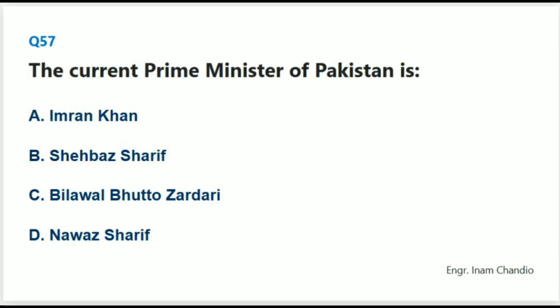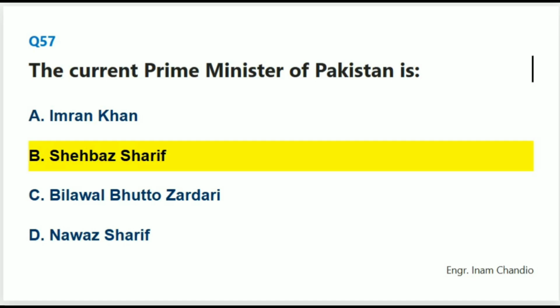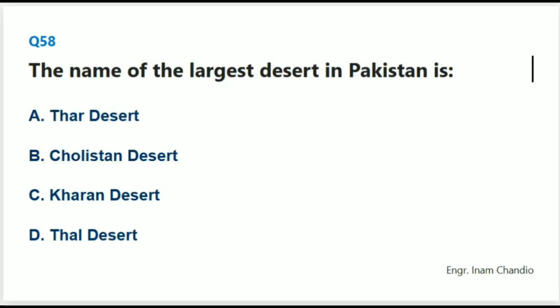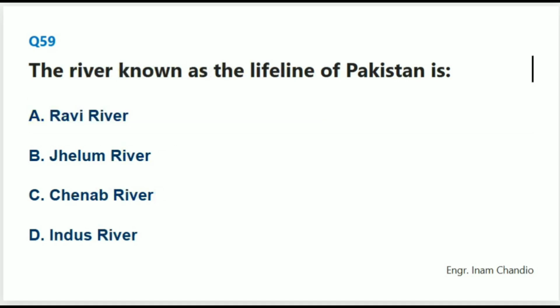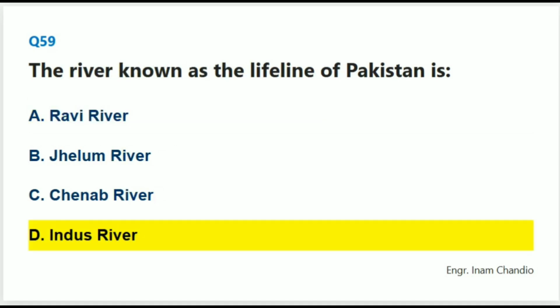The current Prime Minister of Pakistan is. The correct answer is B. Shahbaz Sharif. The name of the largest desert in Pakistan is. The correct answer is A. Thar Desert. The river known as the lifeline of Pakistan is. The correct answer is D. Indus River.